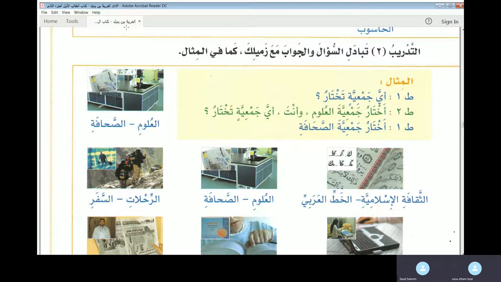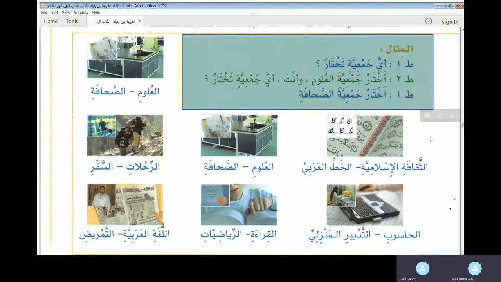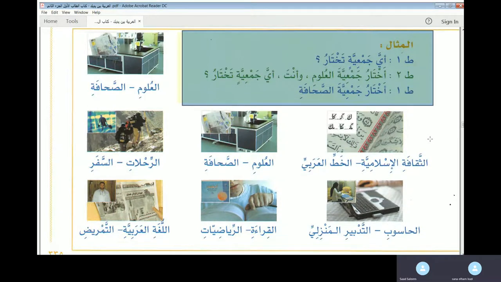التدريب الثاني: تبادل السؤال والجواب مع زميلك كما في المثال. المثال: طالب الأول: أي جمعية تختار؟ Which group do you choose? طالب الثاني: أختار جمعية العلوم. وأنت، أي جمعية تختار؟ I choose the science group, and you, which group do you choose? طالب الأول: أختار جمعية الصحافة. I choose the journalism group.